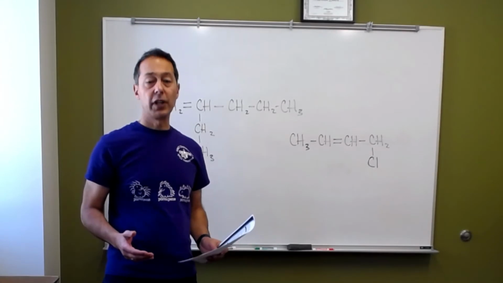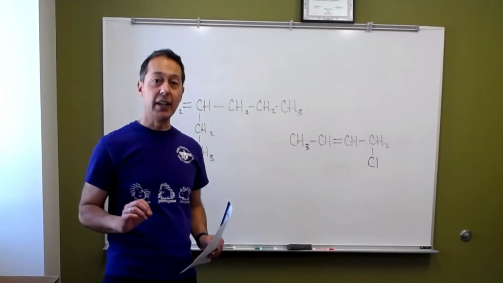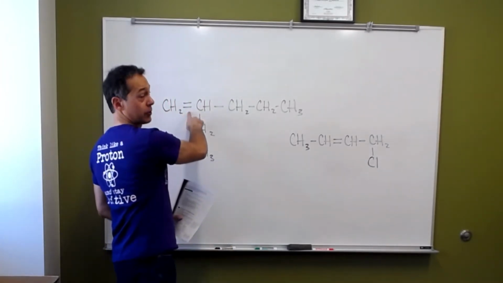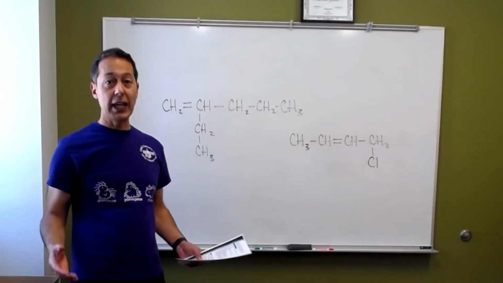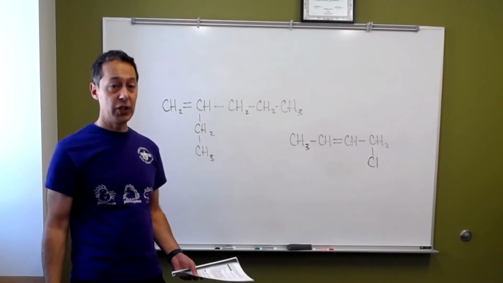In this video, we're going to take a look at how we name alkenes, E-N-E. And alkenes are hydrocarbons that have double bonds. So just like naming alkanes, A-N-E, alkenes, we look for the longest carbon chain.